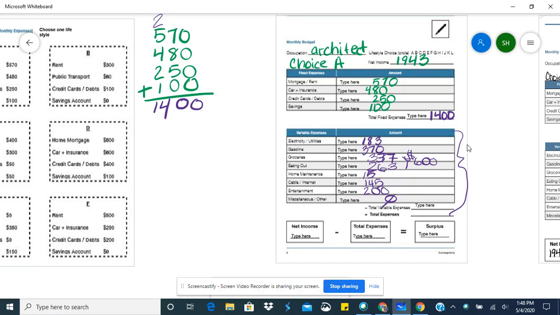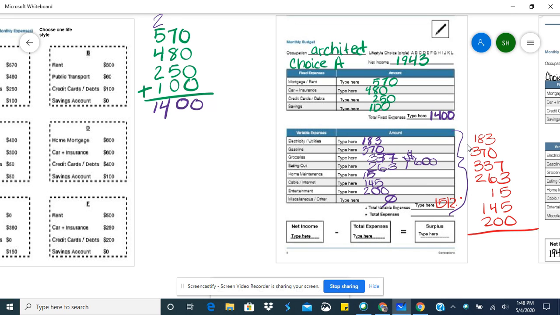So when I add my numbers, I have 183, 370, 337, 263, 15, 145, and 200. Again, you can use a calculator for this. I am not testing your perfect math skills. What I am testing for is the fact that you kind of have an idea of how to do this. So my total variable expenses are $1,512.